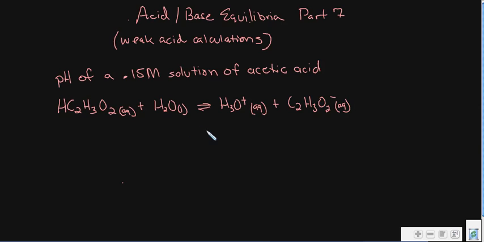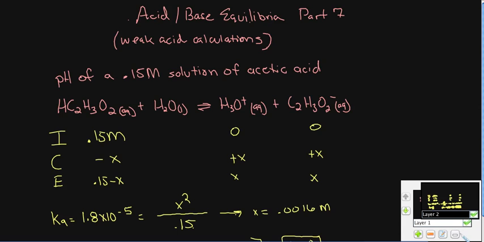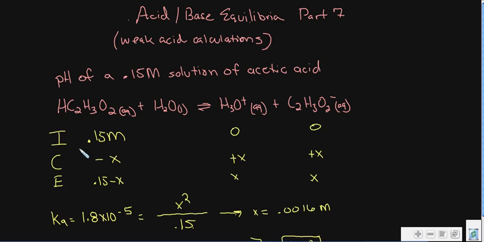I set up the ICE table, and our initial amount that we put in is going to be 0.15 molar. That's going in right here, and that translates to 0 and 0 here initially. Of course this is going to subtract X, and it's a 1 to 1 to 1 ratio, so everything is ones in this balanced equation. We subtract X from the 0.15 molar as this turns into these, and we add these and these in equal amounts.